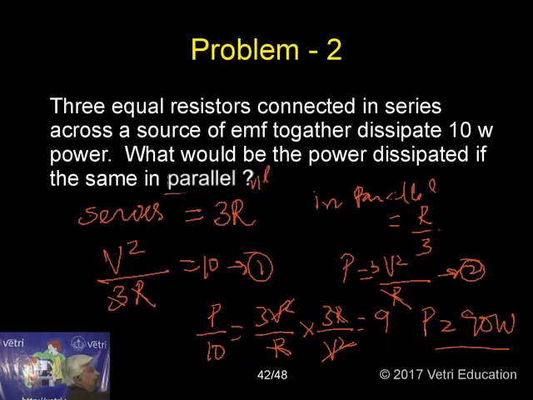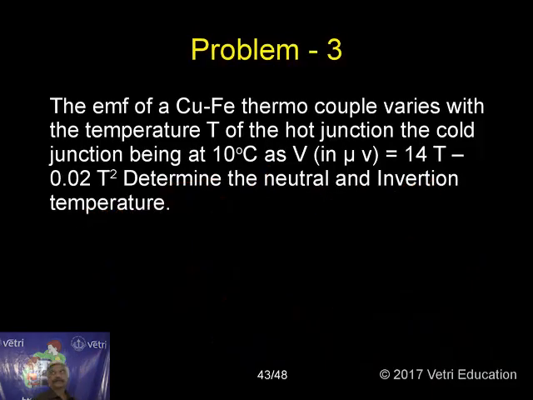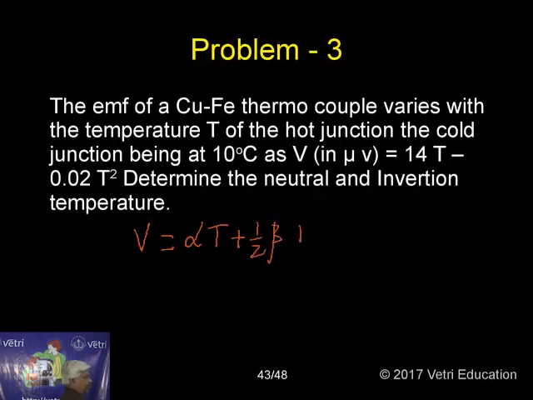Now let us go to the third problem. The EMF of a copper iron thermocouple varies with the temperature T of the hot junction, the cold junction being at 10 degrees centigrade, as V in microvolt equals 14T minus 0.02 T squared. Determine the neutral and inversion temperature. We have seen clearly that the voltage V is equal to alpha T plus half beta T square. That is the formula I have given.